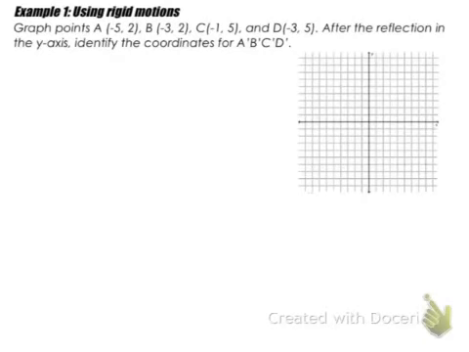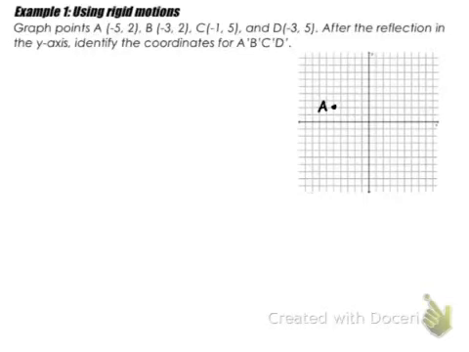So in example 1 we're going to use a rigid motion. It says graph the points A (-5, 2), B (-3, 2), C (-1, 5), and D (-3, 5). We are going to reflect this image in the y-axis and identify the new coordinates of the image, A prime, B prime, C prime, and D prime. Okay, so let's graph our points.